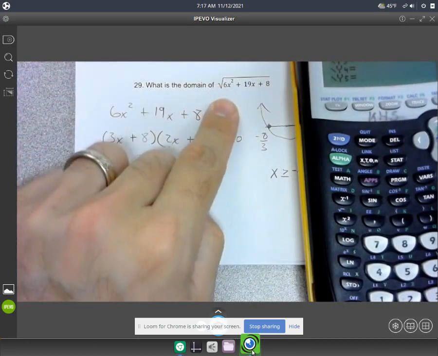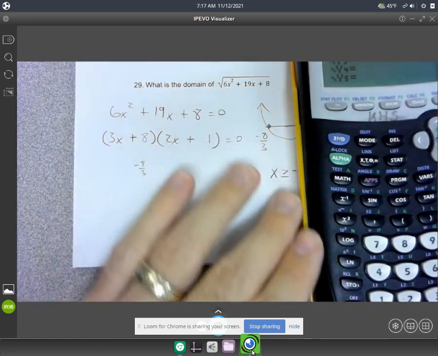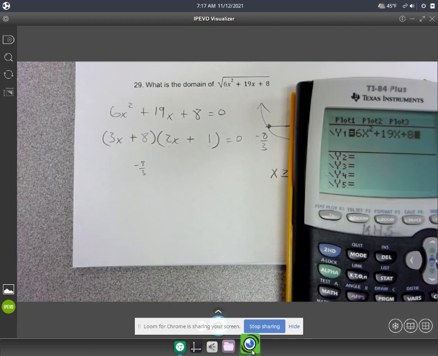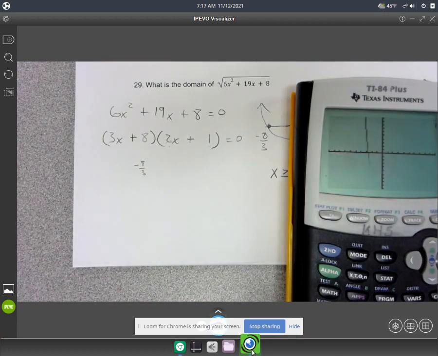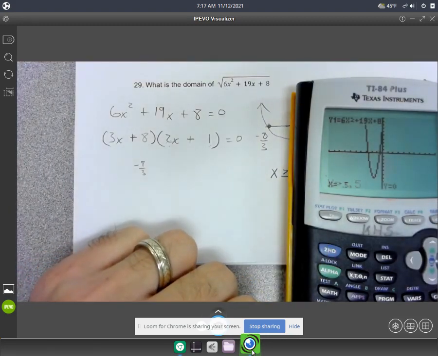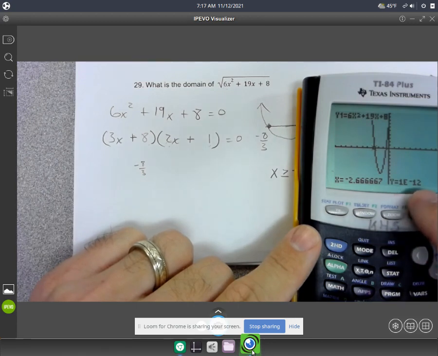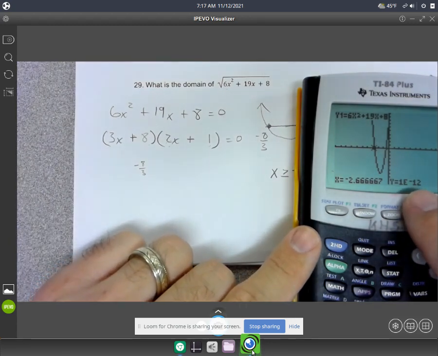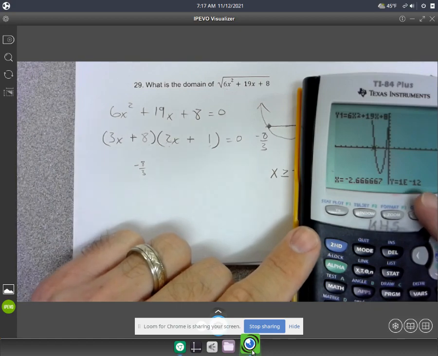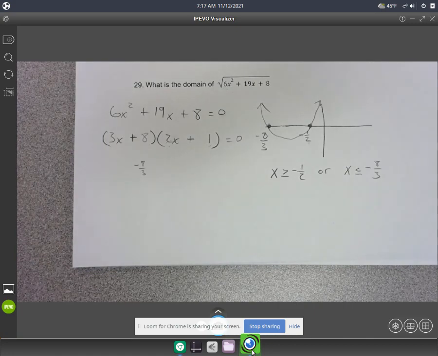Let's check this out real quick. 6x squared plus 19x plus 8. Yeah, I guess we could have got it like this too. Negative 0.5, that's one of them. And then negative 8/3. Yeah, this right here represents a 0. The little E symbol just means times 10 to the negative 12th, which is super small. Okay, all right, that's the domain.